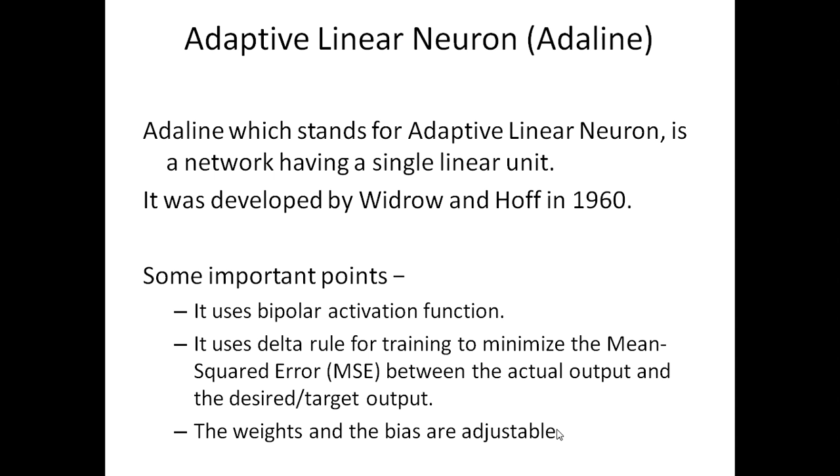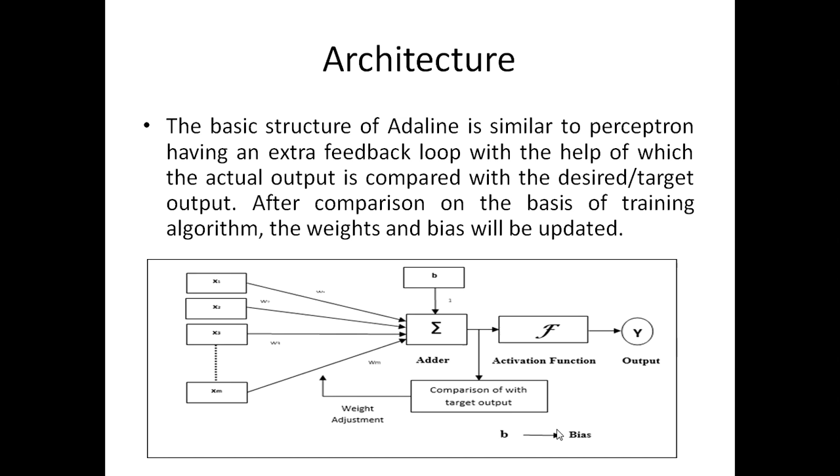The weights and bias that we use in this network are adjustable. We can change them accordingly. If we talk about the architecture, it is very similar to the perceptron network. We have these inputs, and every input is associated with some weight. We have a bias with the value 1. The network calculates the sum of all inputs multiplied by their weights: x1w1 plus x2w2 plus x3w3 plus up to xnwn, and the whole sum is added with the bias b multiplied by its value.